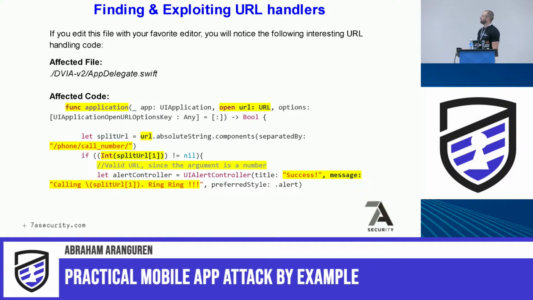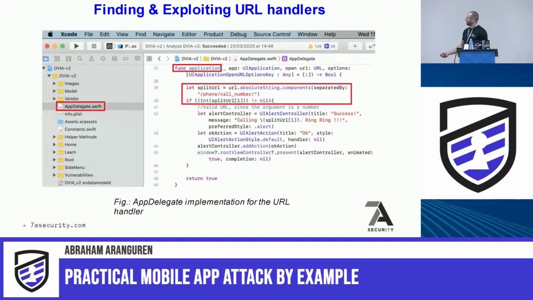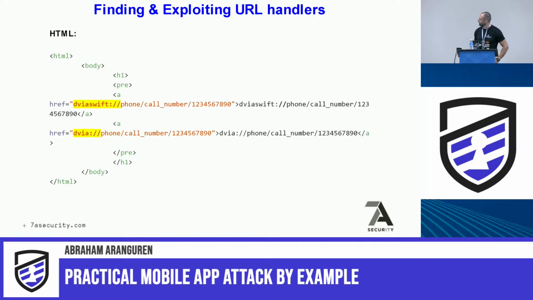There's an application function, and here it is splitting the URL based on the phone call number. It assumes the URL is valid if this cast to integer works, and then it will do the phone call. And this is the code in Xcode of the same thing, the app delegate and the vulnerable function. So let's show the demo.